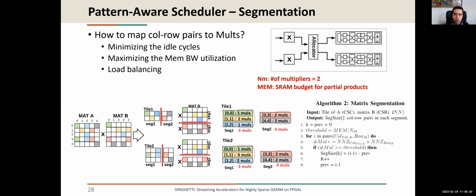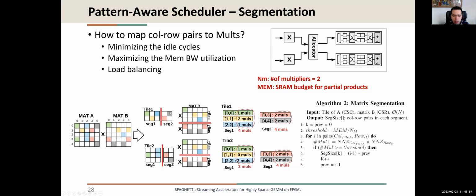Now we can do another step of tiling. We call it segmentation. So we have 2 multipliers. We want to make sure that we are balancing the load between these 2 multipliers evenly, right? So let's say we have 2 multipliers. In the first round, I'm going to do the tile 1.